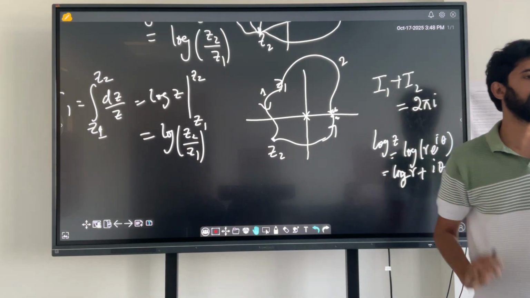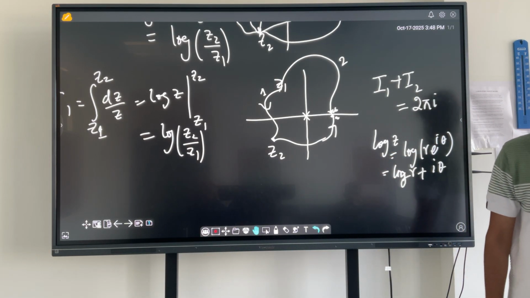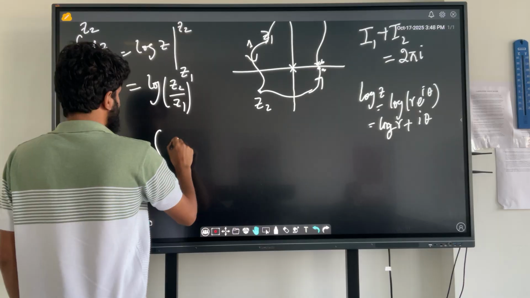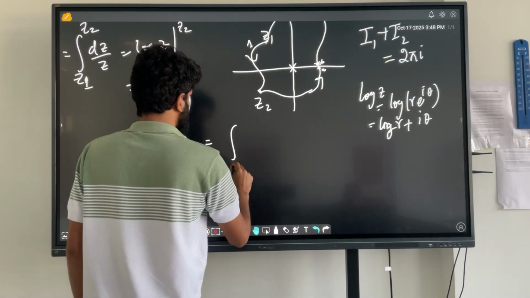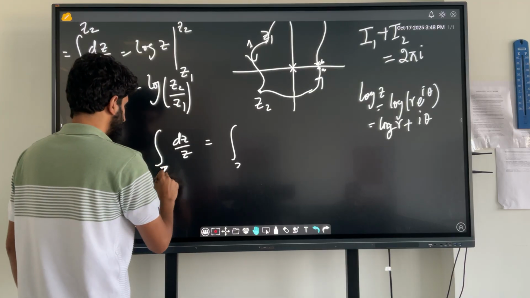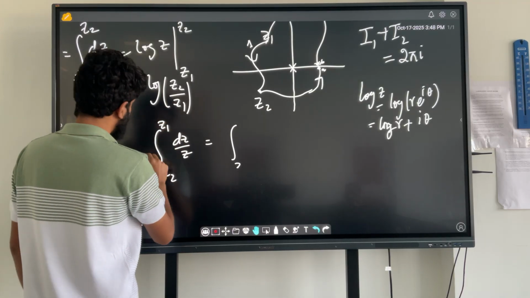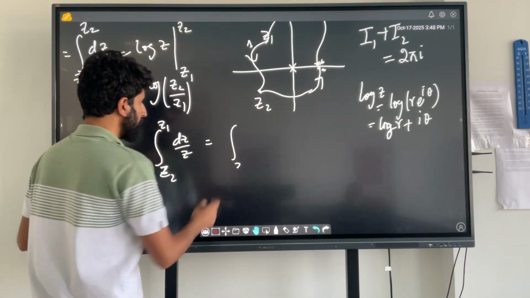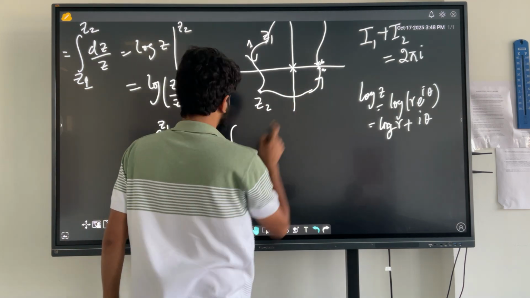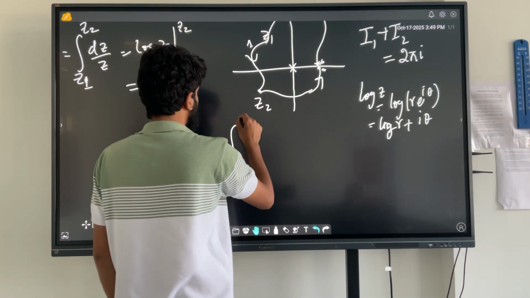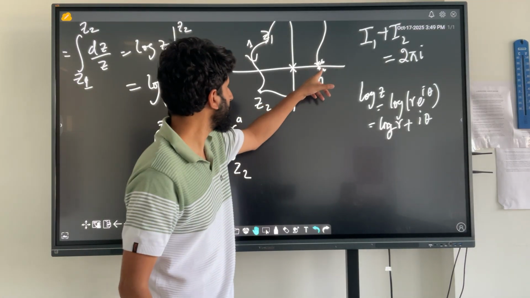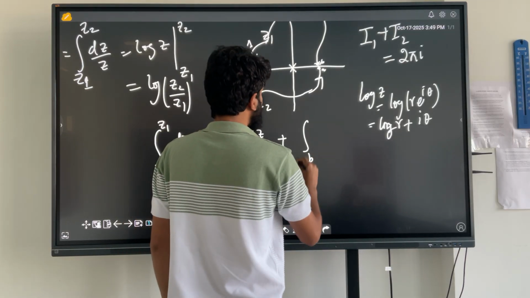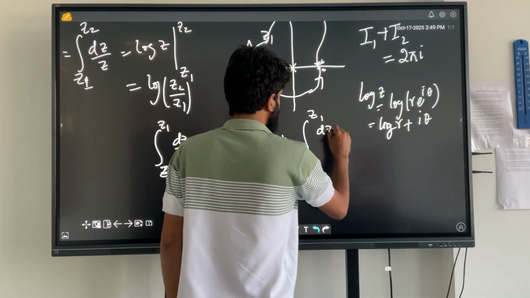And I integrate like real functions. So the integral over path 2, dz by z, I integrate from z2 to z1 along, let's say, whatever path. This doesn't matter because you can deform. Along whatever path, I should split it. The correct way to do it is to split it. Z2 to point A, dz by z. And then point B to z1, dz by z.